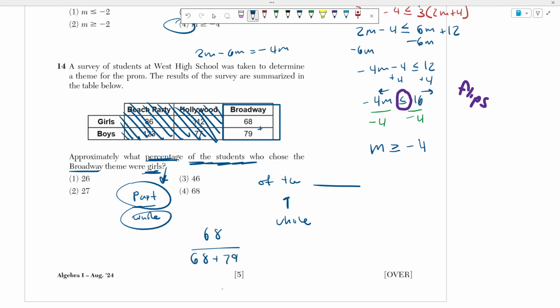So all you need to do is just plug this inside of your calculator, and you're going to get that this is equal to 46%, right? You're going to get 0.46. If you multiply that by 100, you get about 46% as the correct answer.